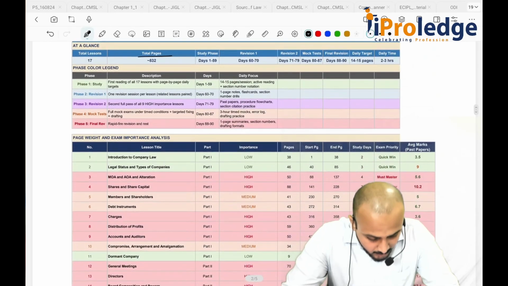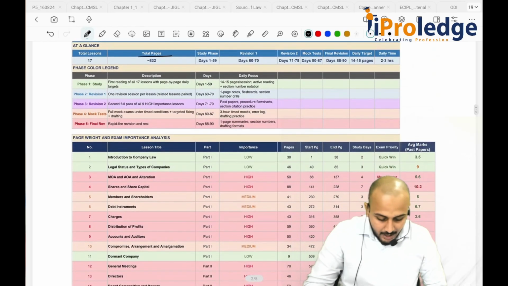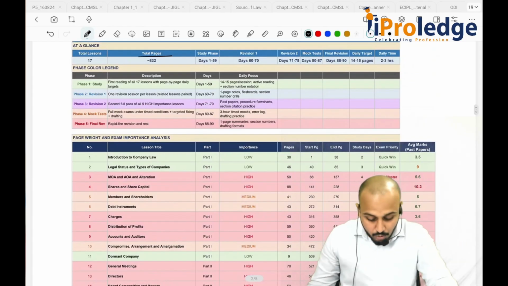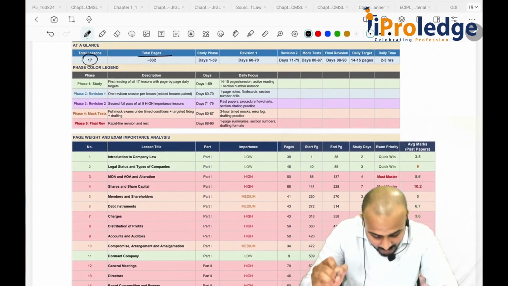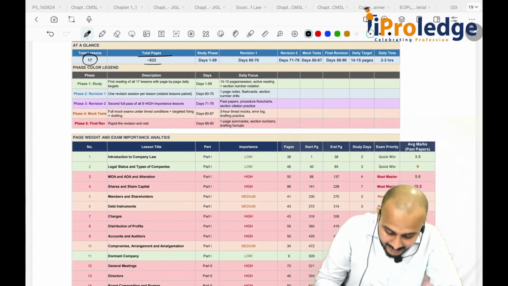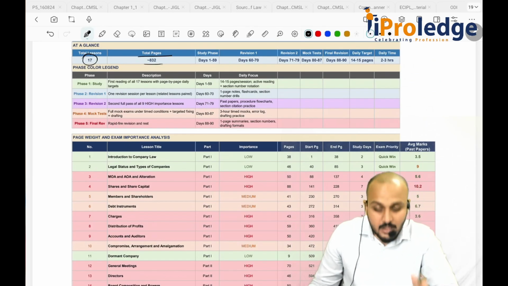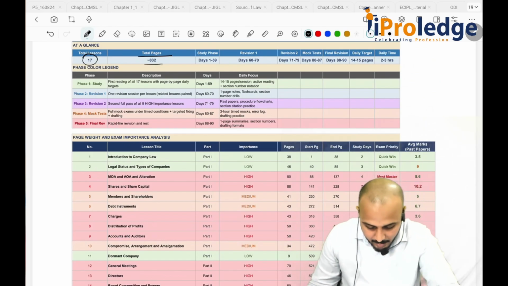Okay, now how many chapters do you have? After the chapters that they have removed everything, you're left with 17 chapters. Totally, that would come to 832 pages if you're doing it from your ICSI material.